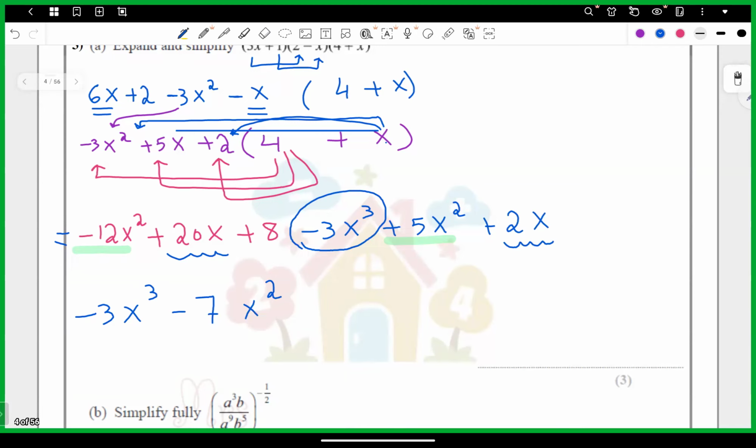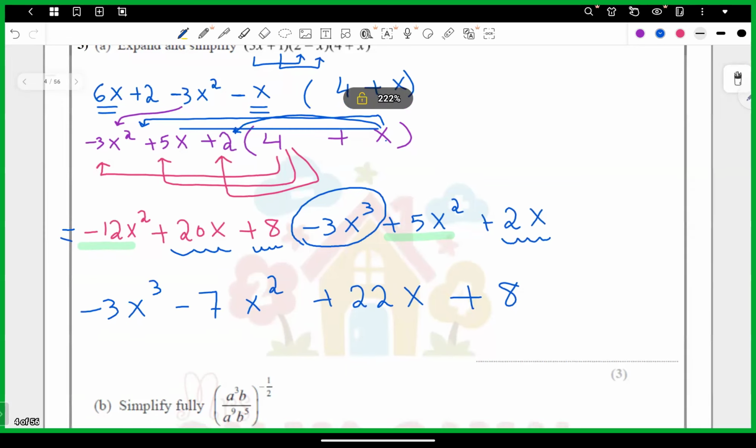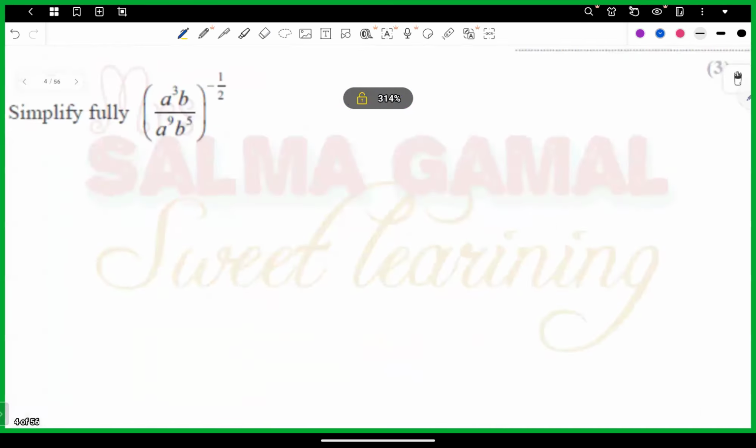And then x together, 20 plus 2 equals 22, 22x. And then adding more 8 constants, we have only one constant number. So this is your final answer.